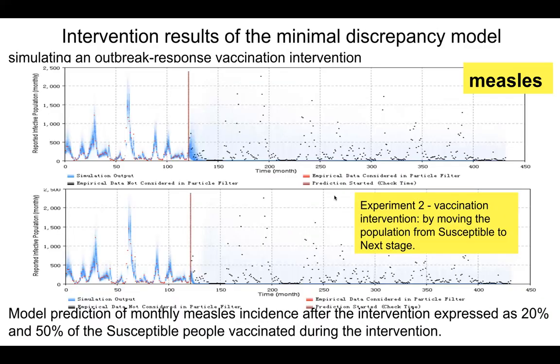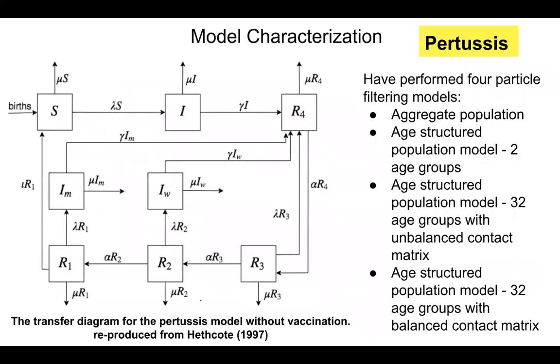Okay, so till now that's all the results I have for the particle filtering model. The next part is using the particle filtering algorithm to simulate the pertussis model. All the process of the pertussis model is quite similar to the measles model. The only difference is that the model structure of the pertussis model is more complex and different from the measles model. So in this part, due to the time restriction, I will introduce it more quickly.